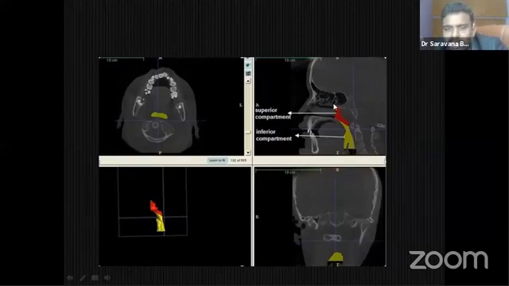Look at the colored CBCT software airway analysis. Then you can get the volume also. The normal volume is around 22 cubic centimeters. That is the airway volume. If it is less, you have to go for some airway appliances.